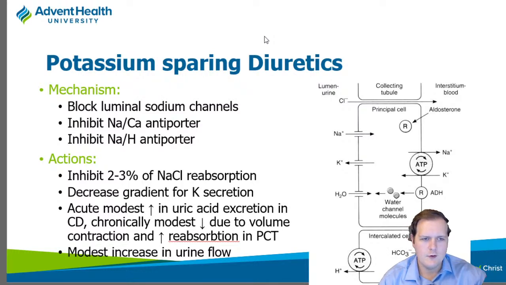So loops worked in the loop of Henle. We then saw the thiazides are going to be working in the distal convoluted tubule, and then now we're at the collecting duct. Notice we skipped over the proximal convoluted tubule. There's a reason for that, and it's because we're going in a decreasing level of potency of diuresis. And so we're seeing here the collecting duct is not the best spot to actually get rid of a lot of extra fluid, right? Loops are still going to be the most potent out of the bunch here.